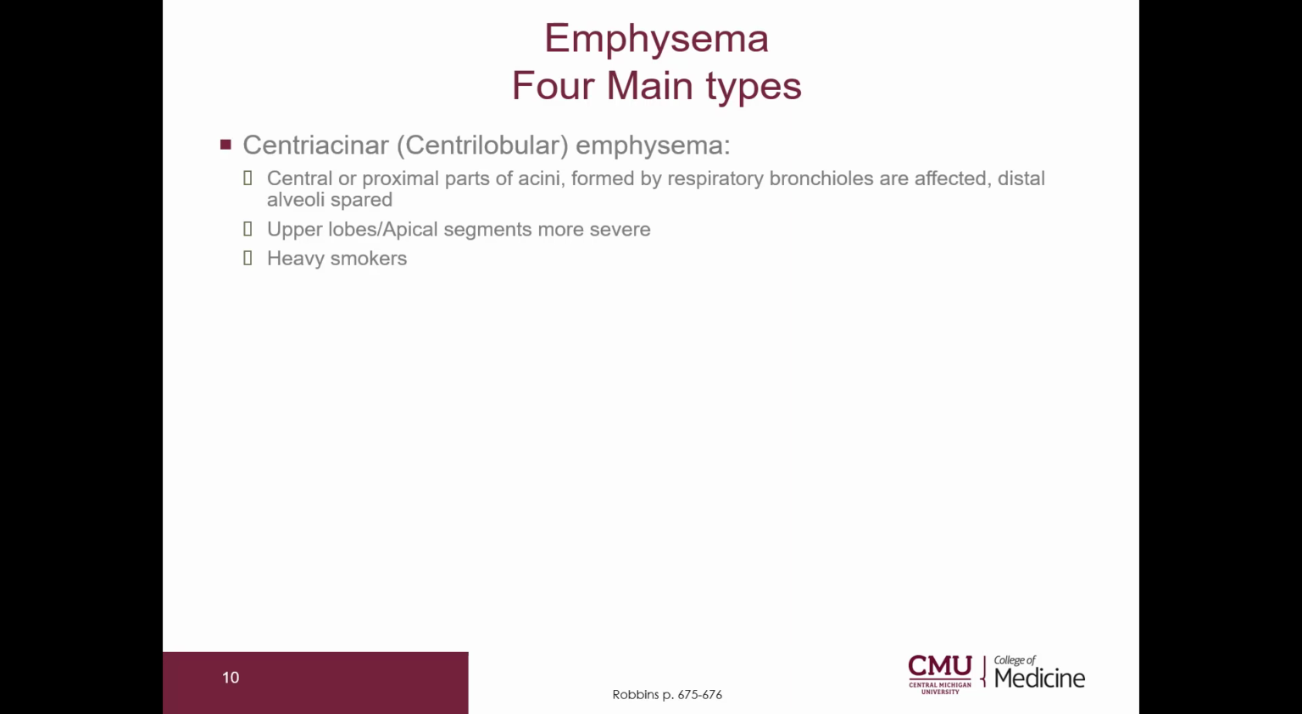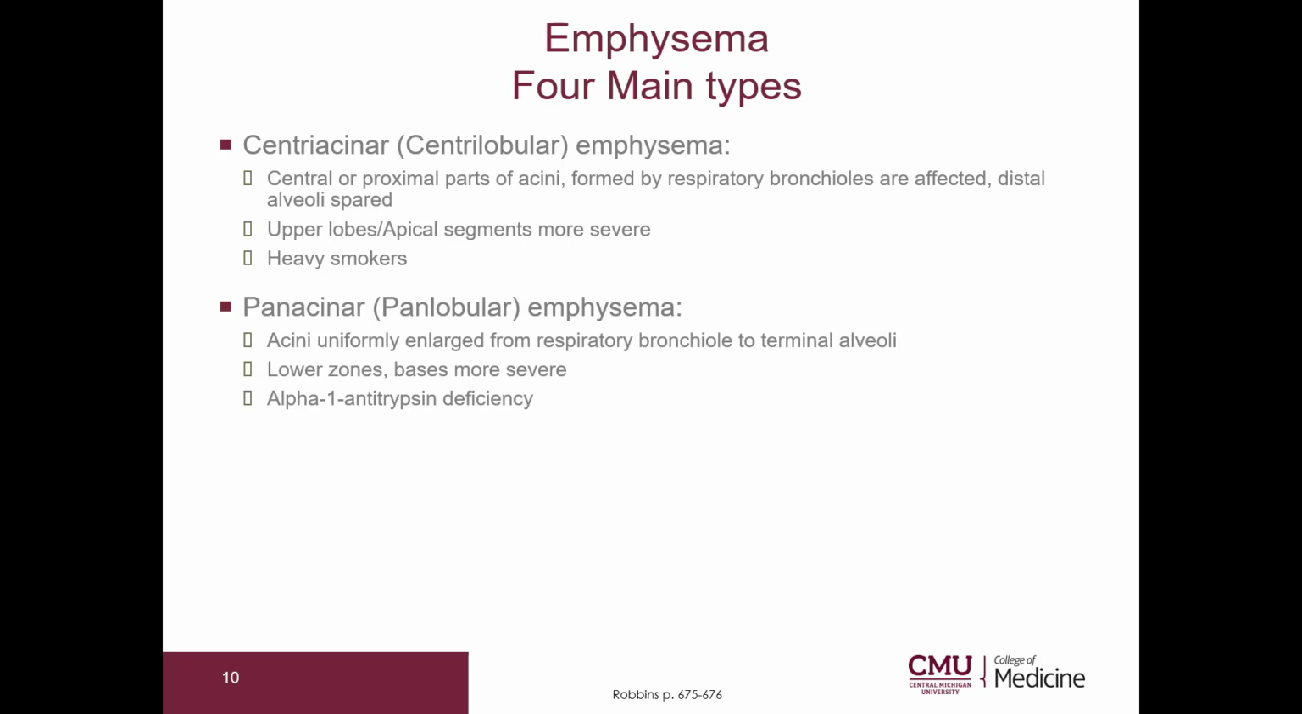Centroacinar emphysema obviously refers to the condition when central or proximal parts of the acini are affected. The distal alveoli are spared. In this type, the upper lobes or apical segments are more severe. This is common in heavy smokers.